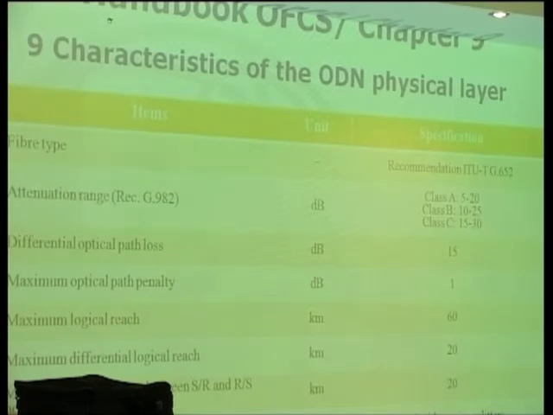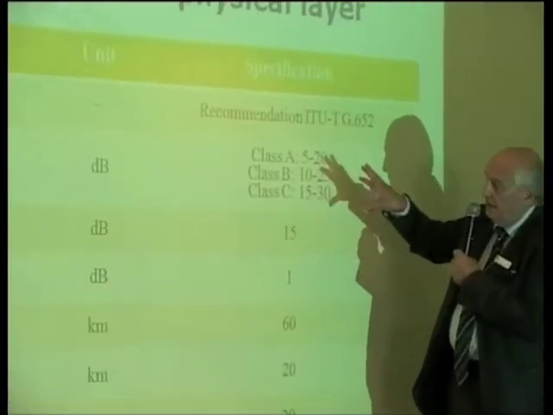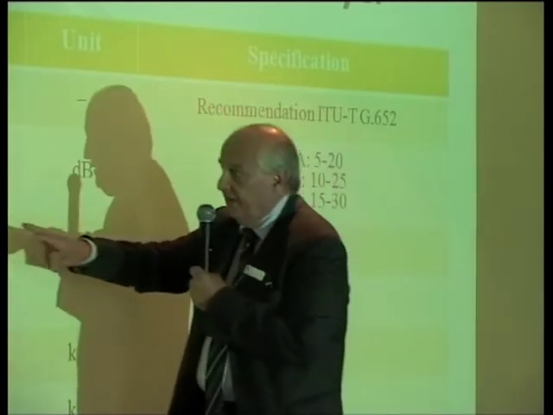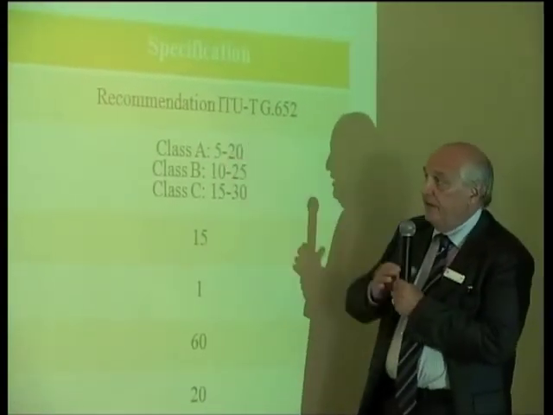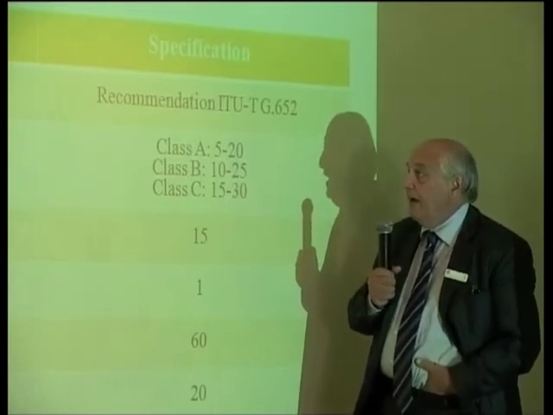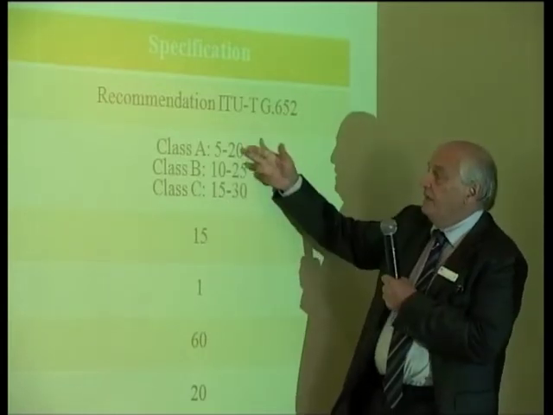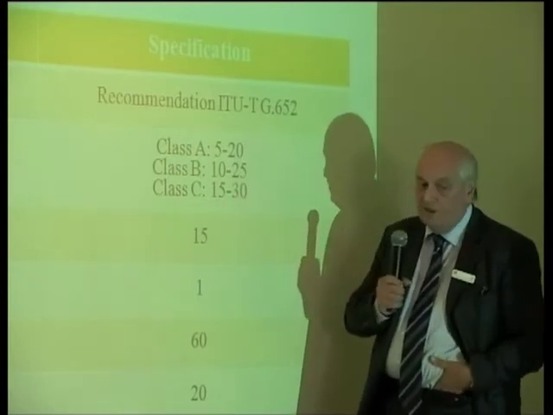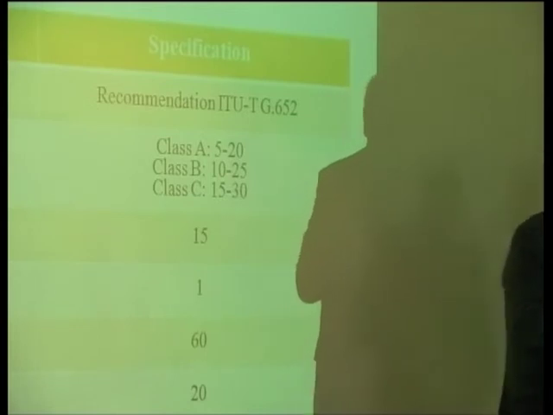Yesterday you were asking about B+. We can find here the attenuation classes which are defined in the relevant recommendation, which is G.984.2. And we can see that we have three different classes, which are A, B, and C, where A has a minimum attenuation of 5 dB, a maximum attenuation of 20 dB, and so on up to class C, which is 15 dB of minimum attenuation and 30 dB of maximum attenuation.